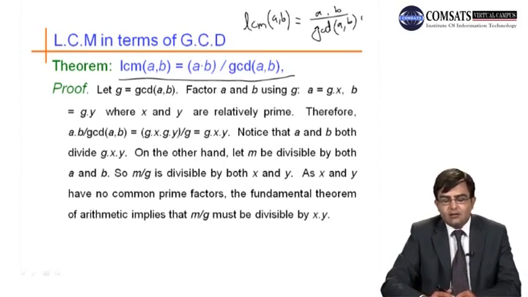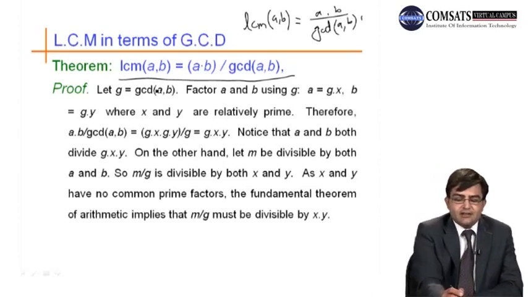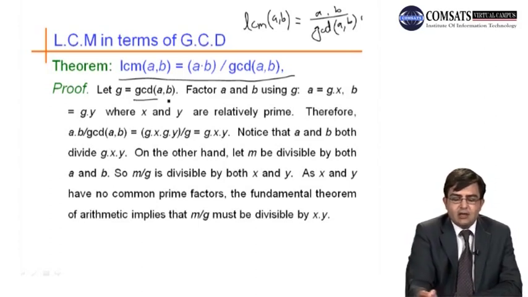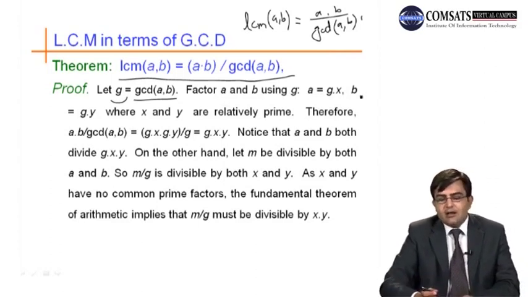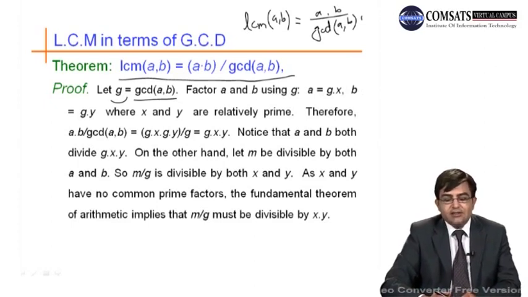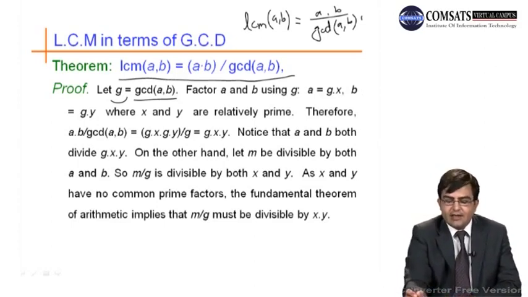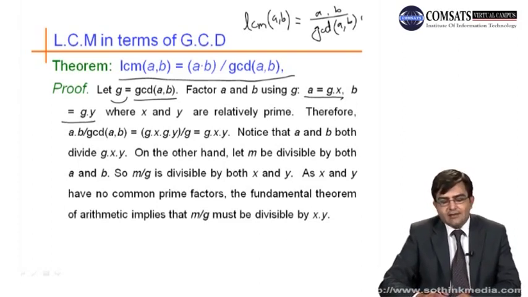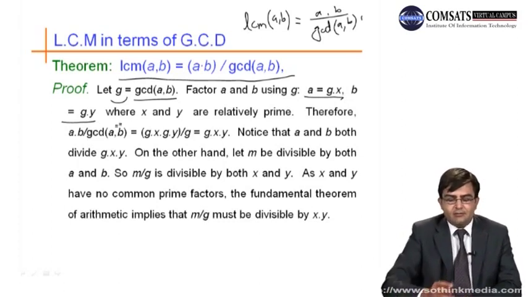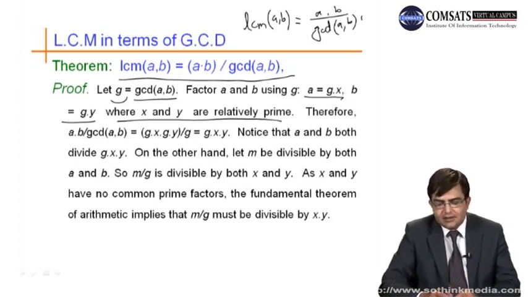This result is valid for any two integers. So we abbreviate things. We write GCD of A, B as G and factor A and B using G. Here G is the greatest common divisor, so G must divide A and G must divide B. So A can be written as G into X and B can be written as G into Y, where X and Y are relatively prime. This is obvious.